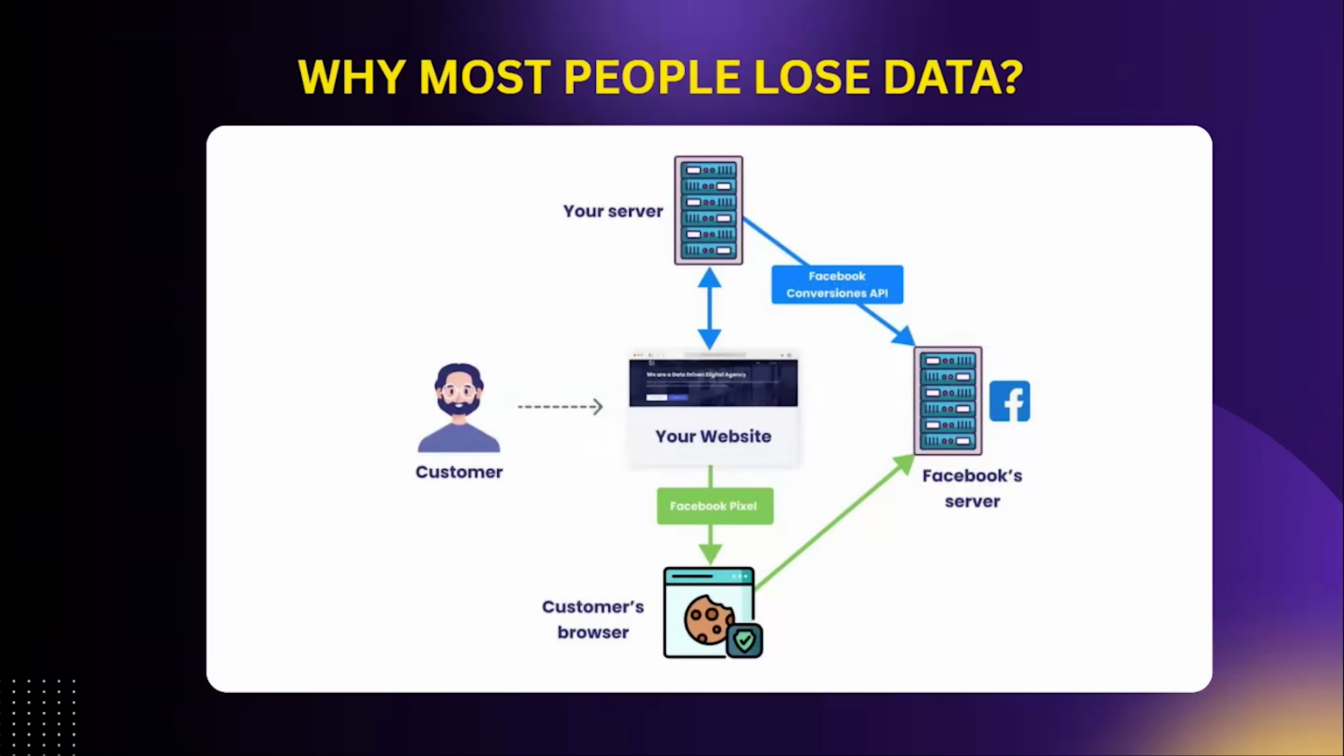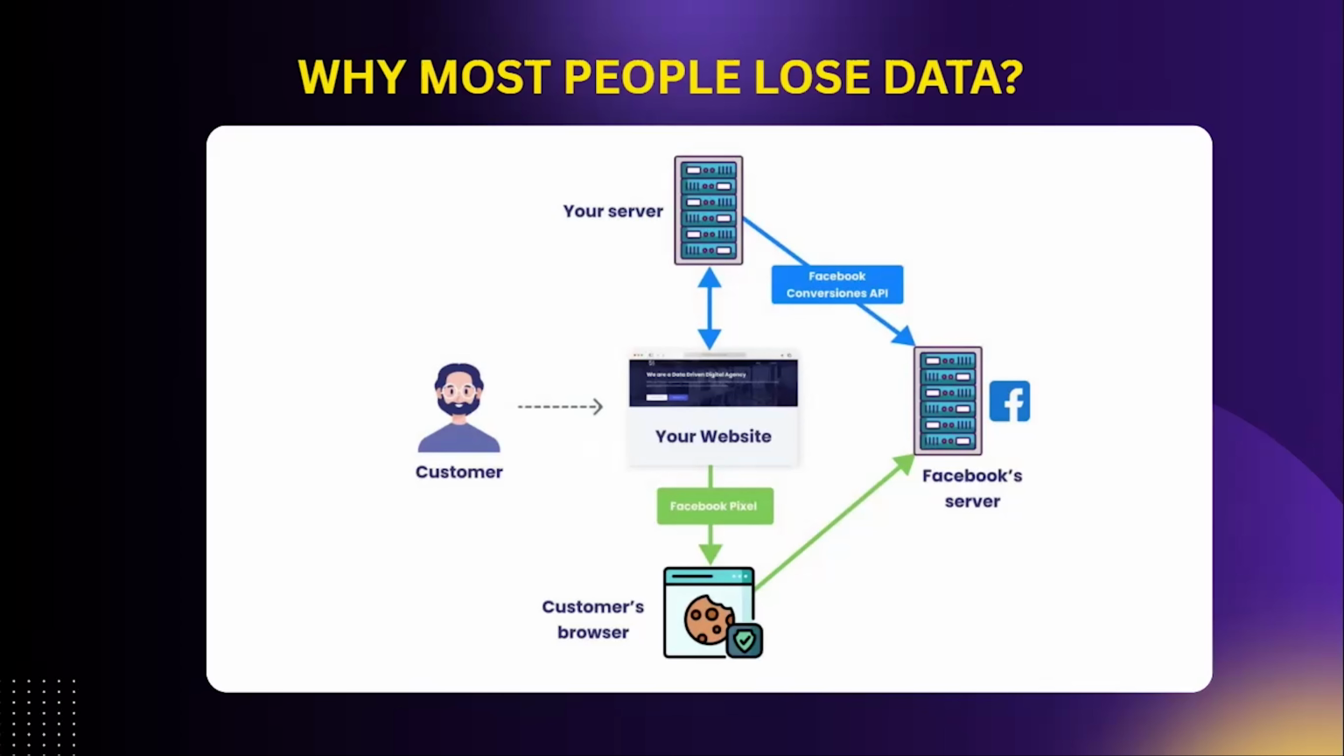After privacy updates and iOS restrictions, browser tracking gets blocked. Ad blockers stop the pixel, Safari limits cookies, purchase events fail. Most advertisers only install the Facebook pixel, which is outdated. Serious advertisers combine browser tracking plus server-side tracking. The browser captures user interactions, and the server sends events directly to Facebook. Results: higher event match quality, more accurate purchases, better optimization, stable and scalable.